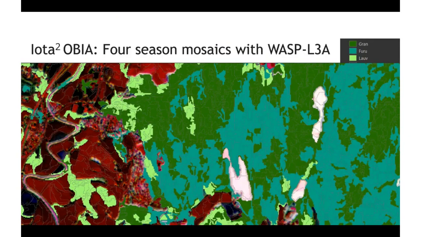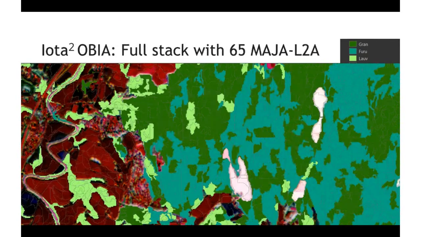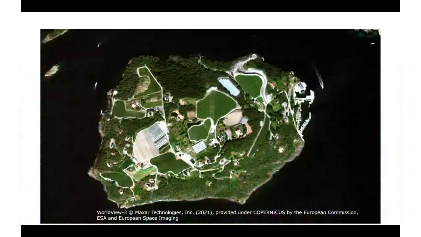And also the very same scene, but where we want to use less data, which of course has already been processed before with the WASP processor. So this is then with four season mosaics instead. They are a bit different, but it's also a way to go. But we also need to investigate that further.